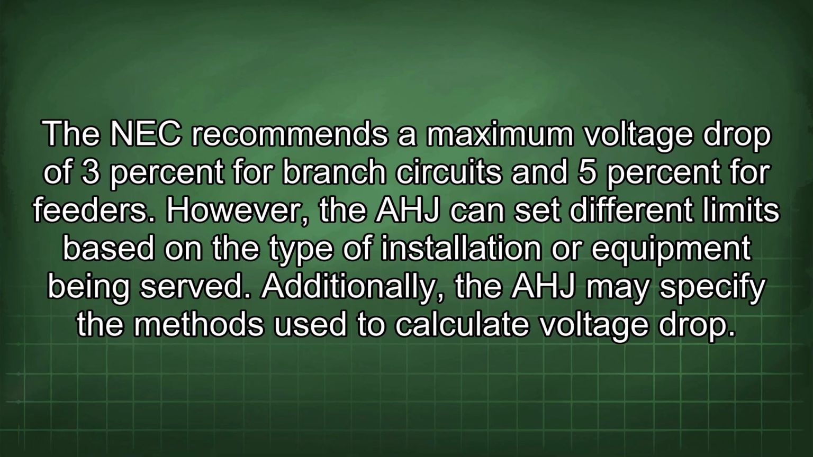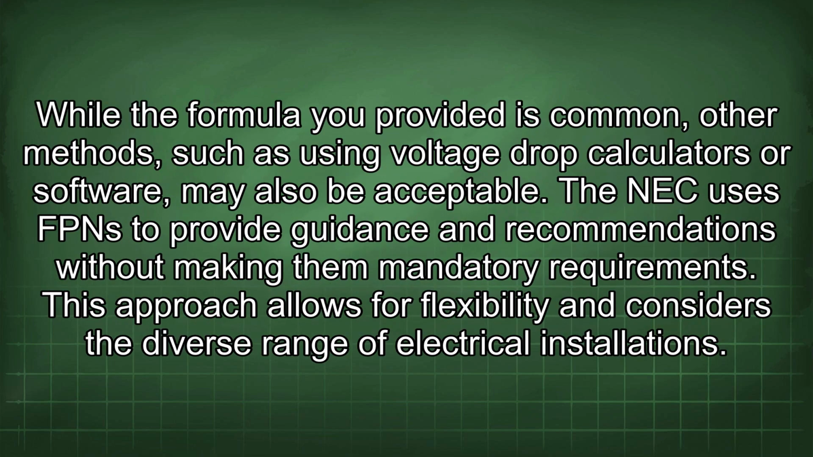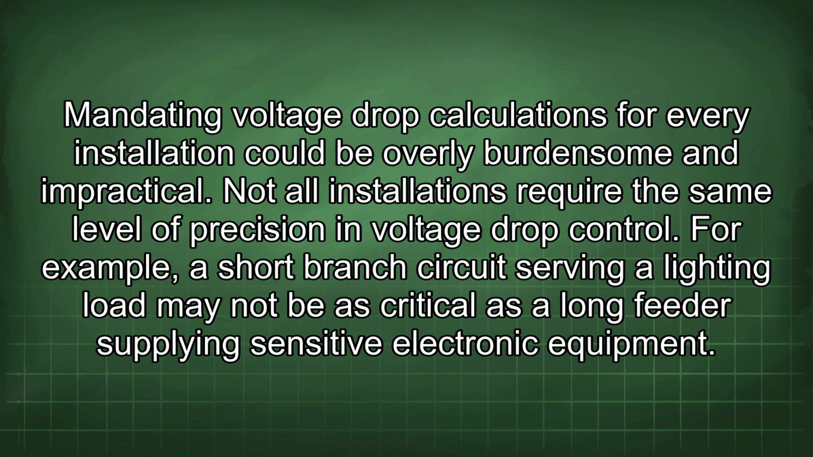Additionally, the AHJ may specify the methods used to calculate voltage drop. While the formula you provided is common, other methods, such as using voltage drop calculators or software, may also be acceptable. The NEC uses FPN to provide guidance and recommendations without making them mandatory requirements. This approach allows for flexibility and considers the diverse range of electrical installations. Mandating voltage drop calculations for every installation could be overly burdensome and impractical.